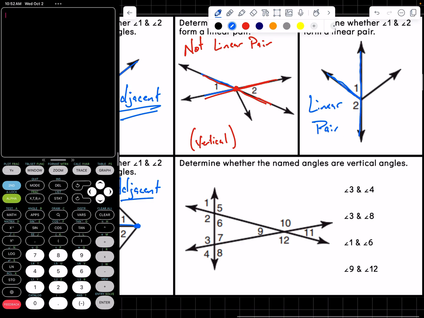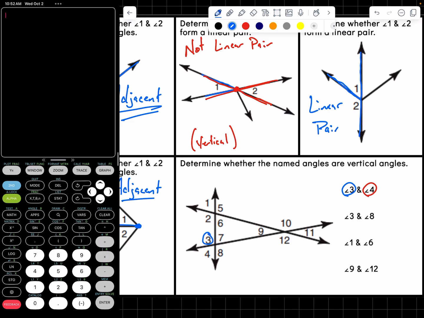On the bottom right, we're looking for vertical angles. So if I'm talking about, let's go, angle 3, and we'll look at angle 4. Angle 3 is going to be listed right here, and angle 4 is down below it. They are not opposite each other. They actually share a common side, and they form a line. So these are not vertical. They are actually a linear pair.